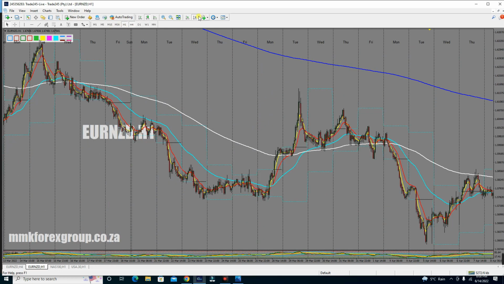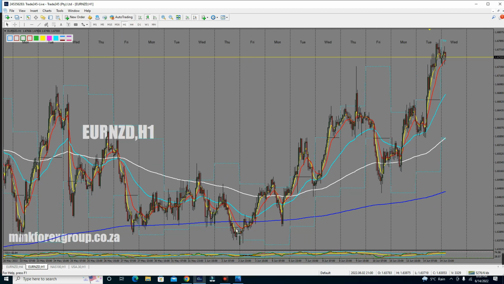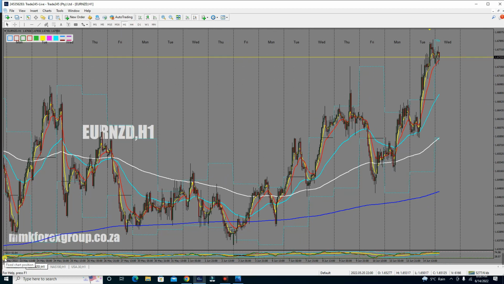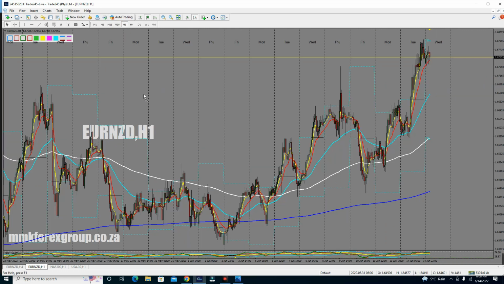So if we look at it from the BTMM perspective, our peak formation was right here, right? This was the peak formation. So we're going to look at it from the M15, right? Let me just highlight that area.